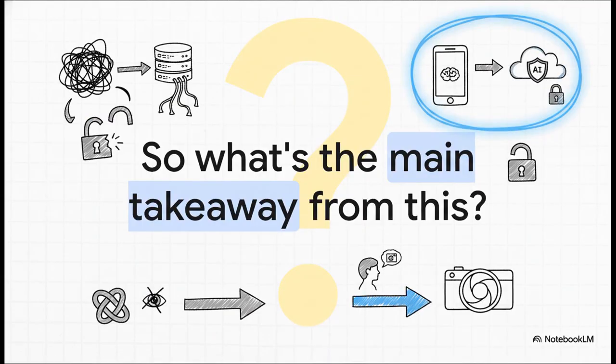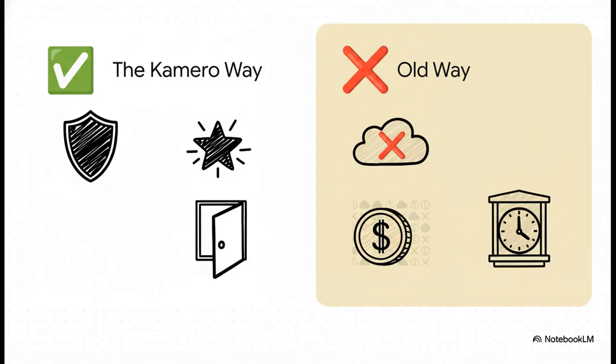So after all that, what's the main thing to remember here? Well, if you only take away one thing, it should be the massive difference between the old way of doing this and this new private approach. The contrast is pretty stark, isn't it? The old way means taking risks with your data, putting up with annoying watermarks and paywalls, and just waiting around for slow servers. The Kamero way? That means total privacy, professional quality, and it's completely free.